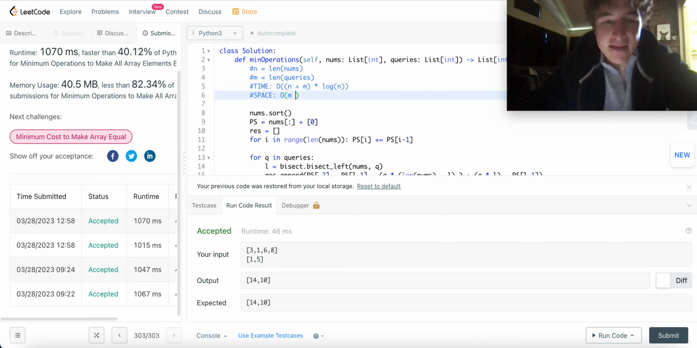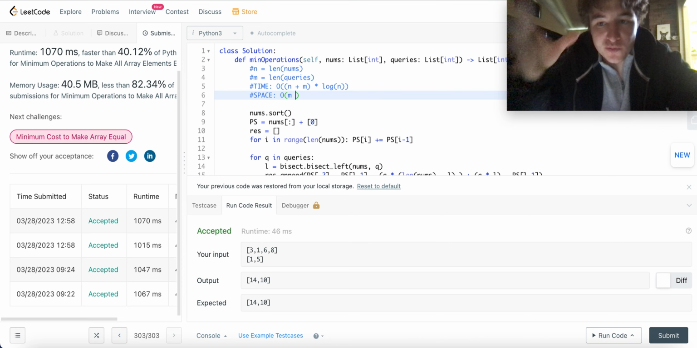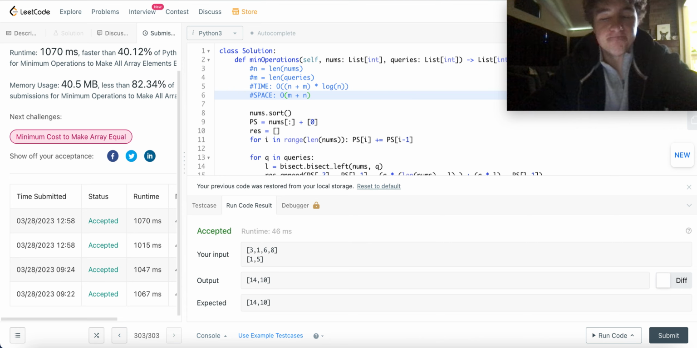All right, so we have to create m indices because we have m queries we have to save values for. And then we have to create a prefix sum which is related to n, right? Because we have an index for each value that we set in our prefix sum. So that's m plus n space.